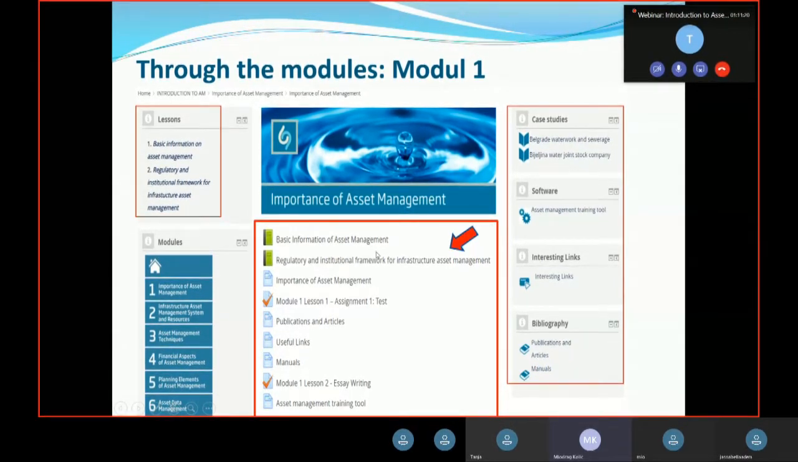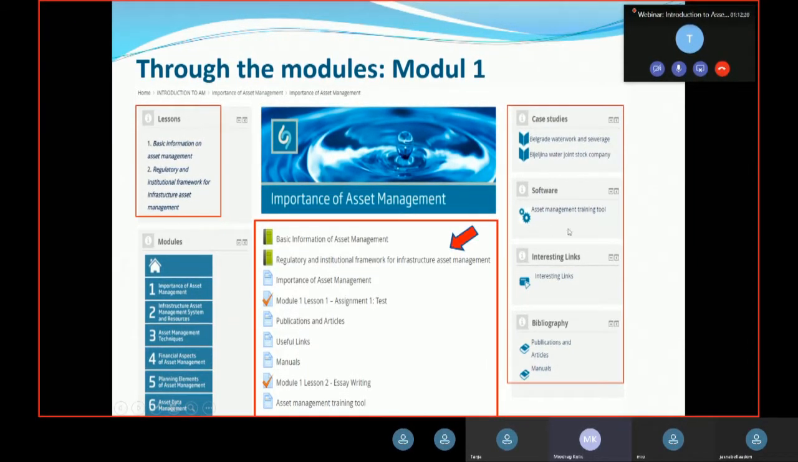The content of the first module is, practically, more readings and input information on asset management. You have 2 lessons: basic information on asset management and the regulatory institutional framework for asset management. Then you will see on the right side two case studies from the Belgrade Waterworks and Sewage and Bielina Water Joint Stock Company. Also, you can find interesting links about asset management, then a series of publications and articles, some of them developed within the NALAS asset management project, and also a list of several manuals as additional readings.